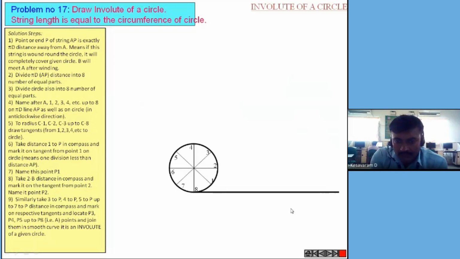Then name each point. Okay, immediately you have to give a name. If a point is generated, immediately you have to give a name to the point. So now you can divide this tangent line into 8 equal parts. How to divide this line?